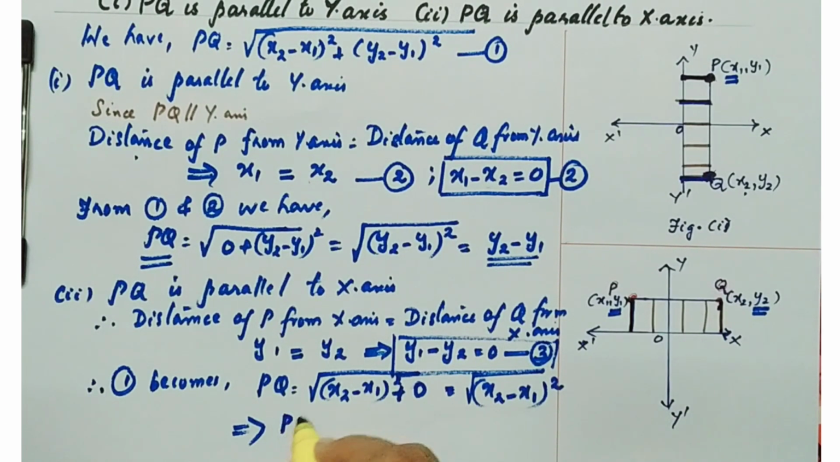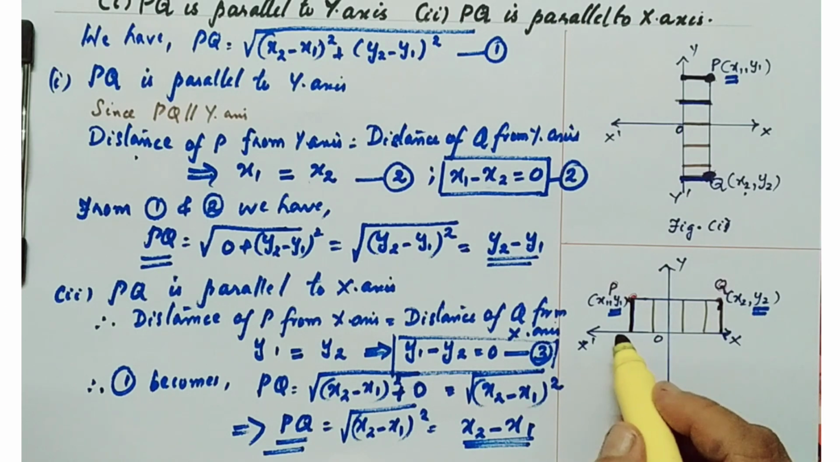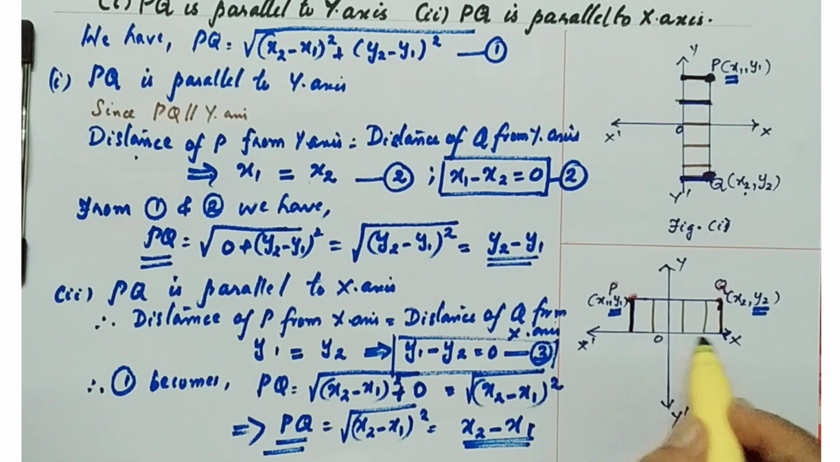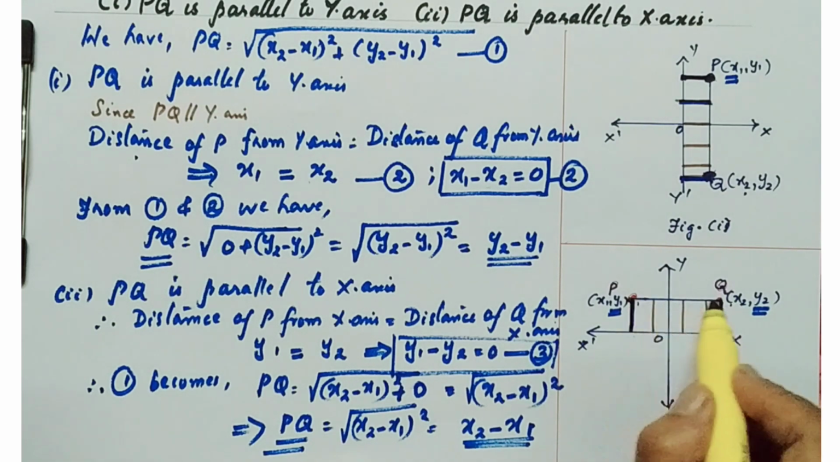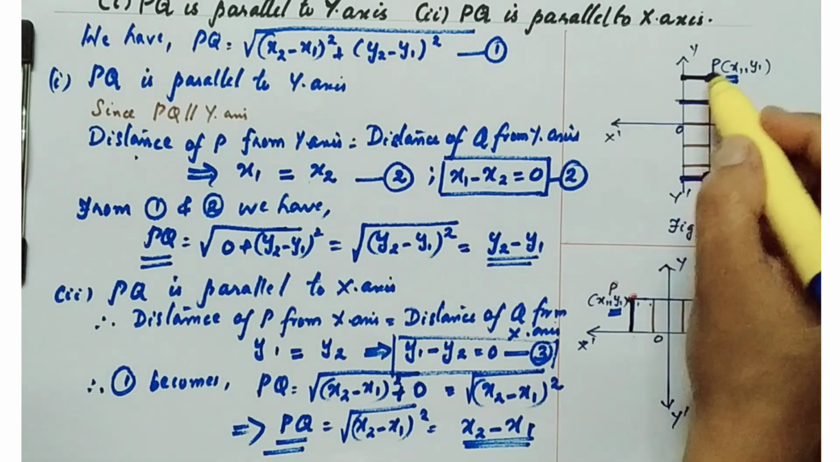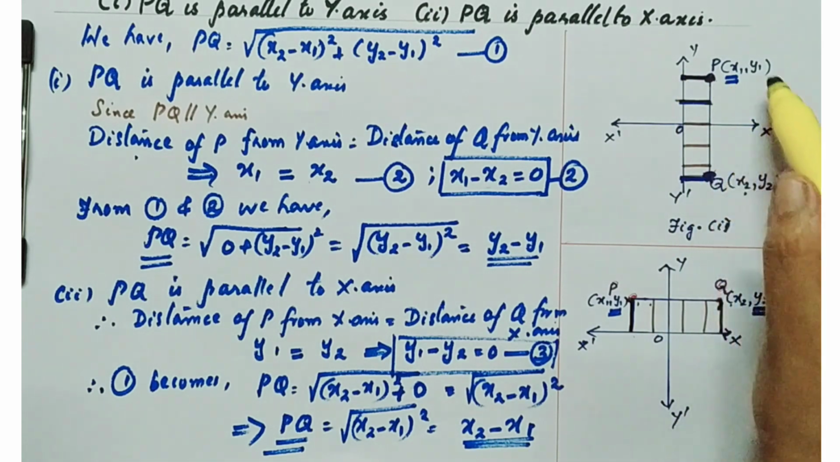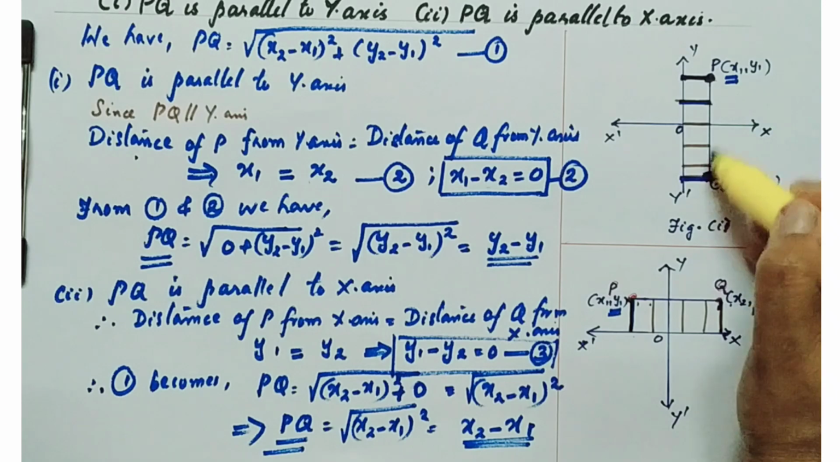which implies PQ equals root of x2 minus x1 the whole square. When the root comes out, you get x2 minus x1. So this is the second case: when the line PQ is parallel to the x-axis, the distance PQ will be equal to x2 minus x1, subtracting the x-coordinates. In the same way, when the line PQ is parallel to the y-axis, to find the distance PQ, you need to subtract the y-coordinates.